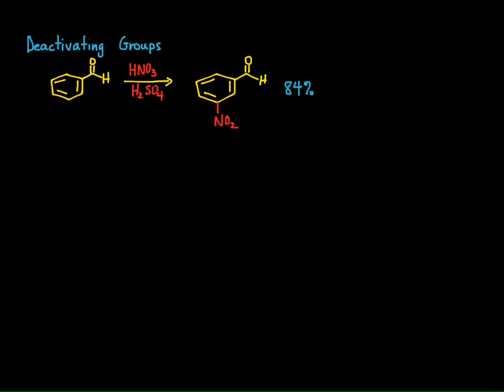And the yield's pretty high, right? 84%. And of course, the remaining 16% is going to be ortho and para substitution, but we see that the major product is meta substitution. Now, when we think about why this is, is the mechanism going to be different? Obviously, it's not. The mechanism is always the same, right? So this is something that we have to think about. The mechanism doesn't change. The effect of the substituent must be changing the stability of the intermediate.